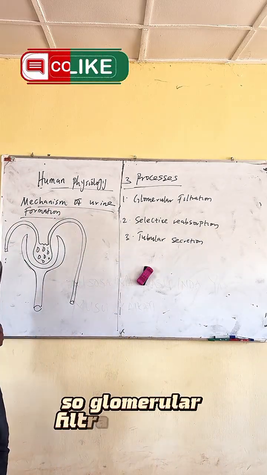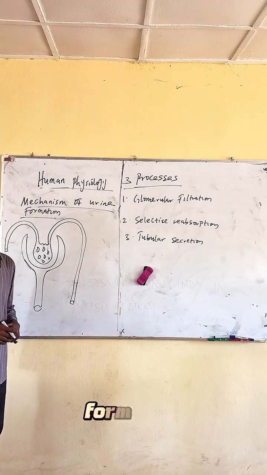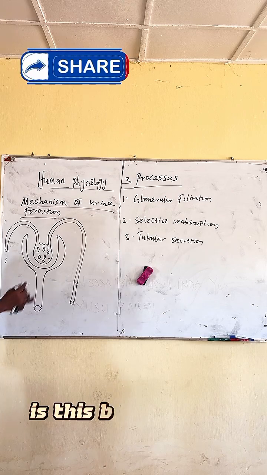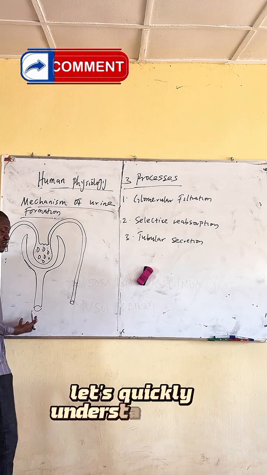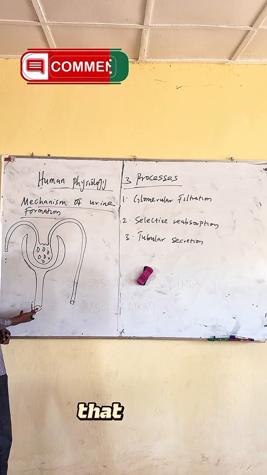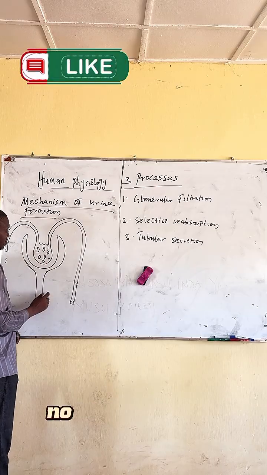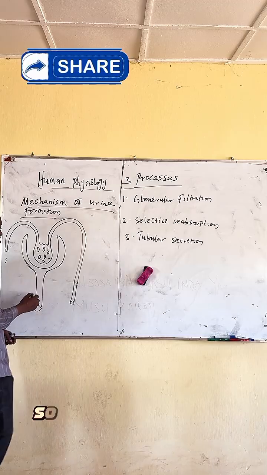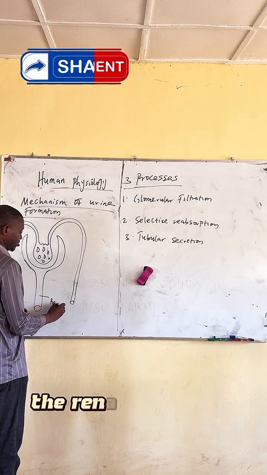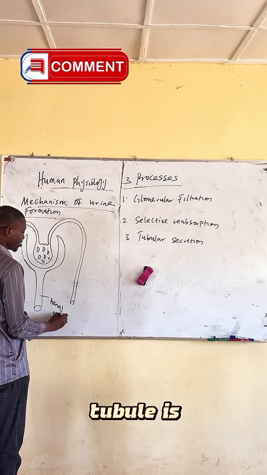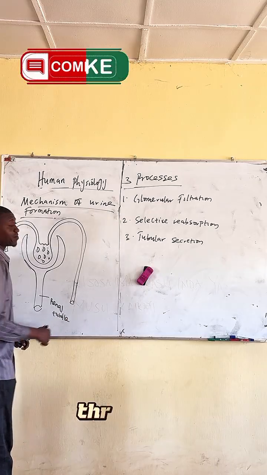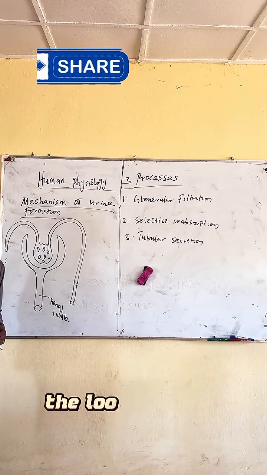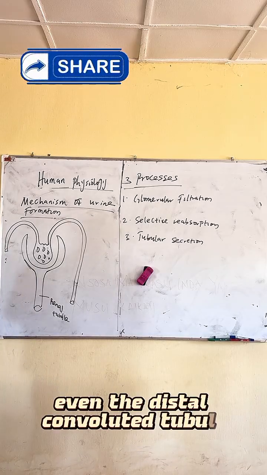So glomerular filtration is the very first stage of urine formation. But before we look at that, let's quickly understand this structure that I drew. Now, this is just a section of the nephron, which is the functional unit of the kidney. So this right here is the renal tubule. The renal tubule actually has three parts. We have the proximal convoluted tubule, the loop of Henle, and the distal convoluted tubule.